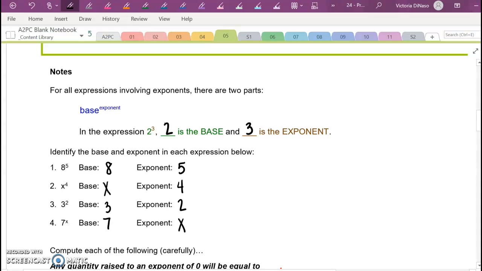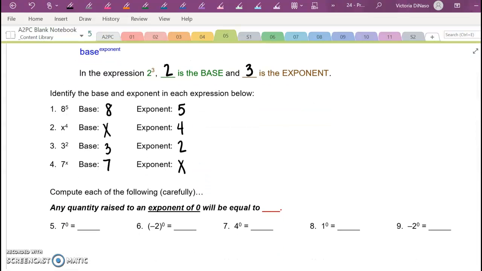The one thing that does not matter what kind of base you have is when anything is raised to the exponent of 0. Any quantity raised to the exponent of 0 will always be equal to 1. So the number 1. So in number 5, we have 7 to the power of 0. That answers 1. In number 6, we have negative 2 raised to the power of 0, and that answers also 1. For number 7, we have 4 raised to the power of 0, again, 1. For number 8, 1 to the power of 0 is 1. And then number 9, negative 2 raised to the power of 0 is 1.